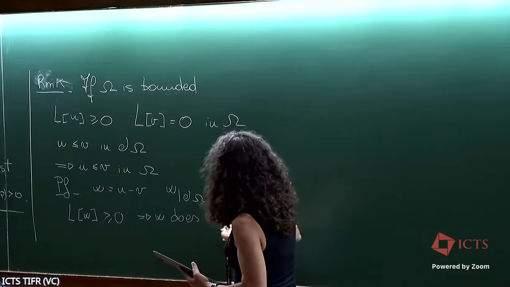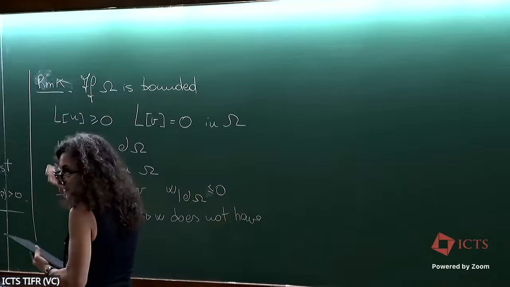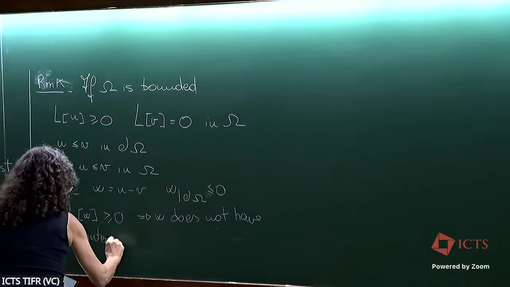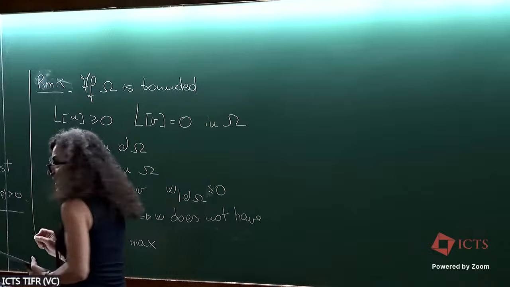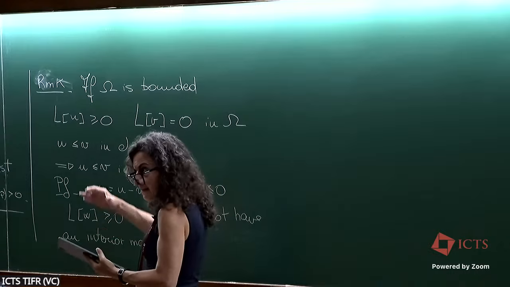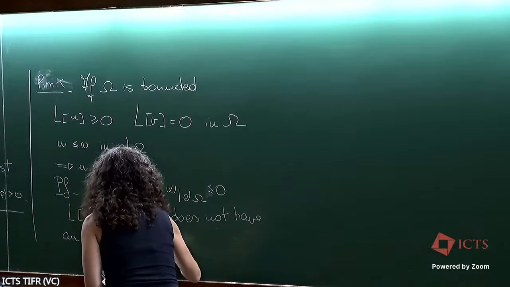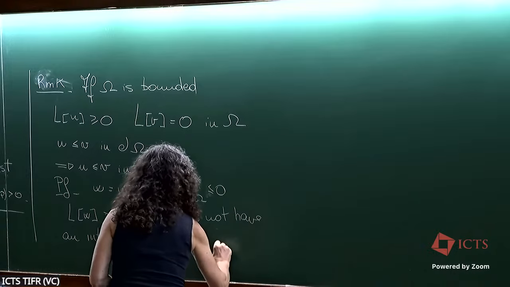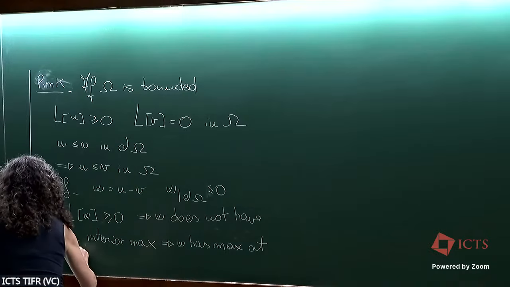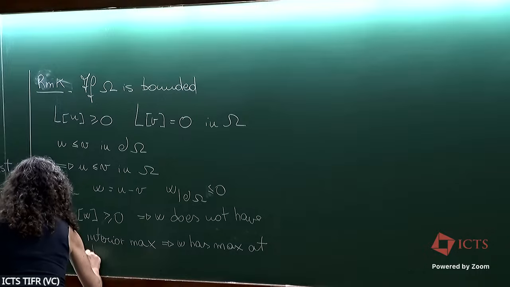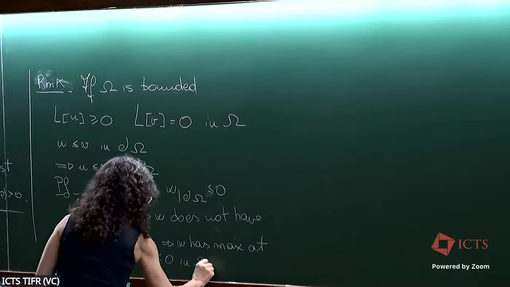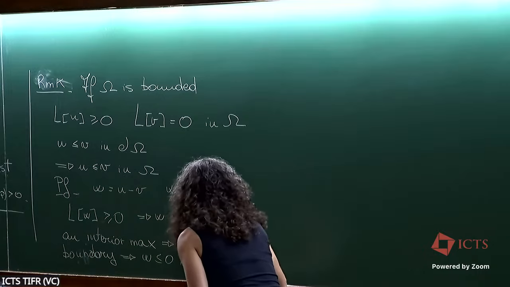So w cannot have an interior maximum because of the maximum principle. So the maximum must be at the boundary because omega bar is a compact set, since we have omega bounded. So w has its maximum at the boundary. So w is smaller or equal than 0 in omega. And that means that u is smaller or equal than v in omega.